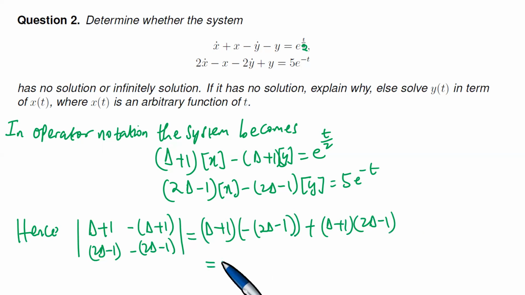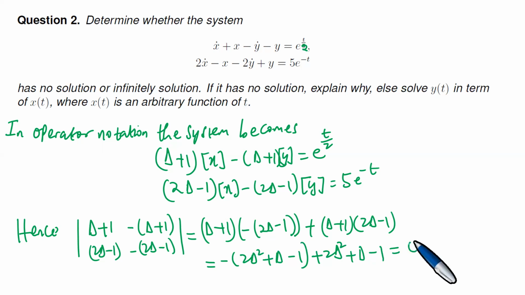Right. Minus, factor it out, 2D squared, minus D, minus D, and 2D will give us a 3D, minus D, and 2D will give us a D, and this would give us a minus 1, and this can multiply straight away, this is actually 2D squared, minus D plus 2D, a D minus 1. What is this? This is 2D squared cancels out, the minus D cancels out, the 1 cancels out, giving us a 0.